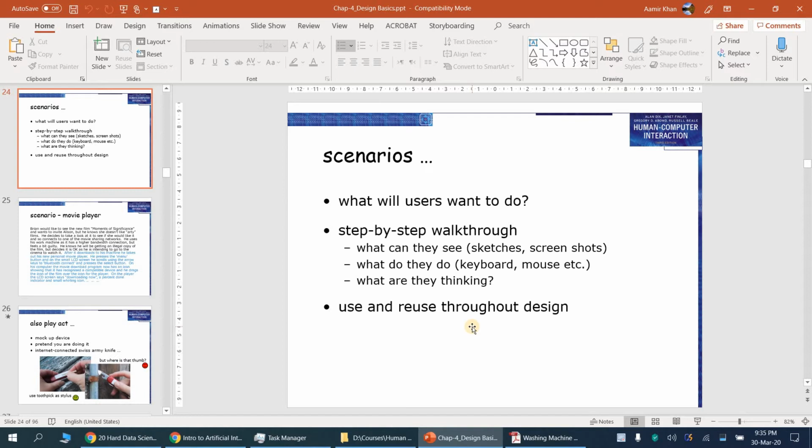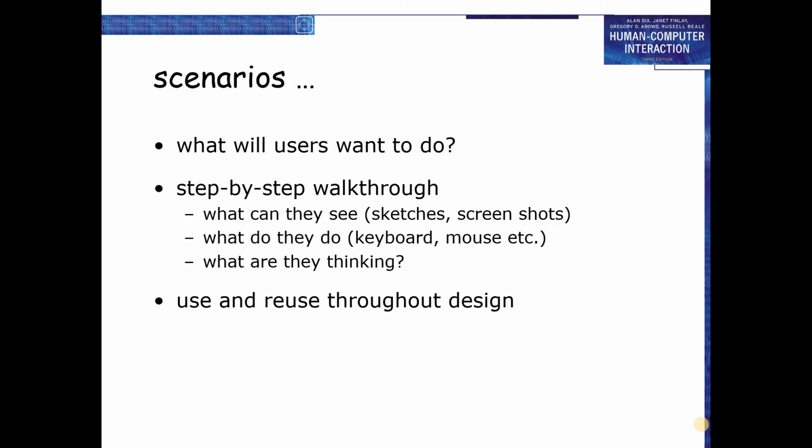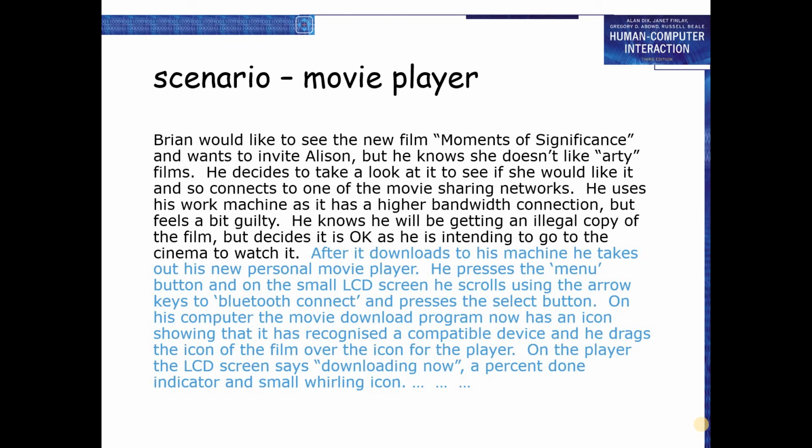And again, it can be used in the future by some mechanic or in the workshop when the washing machine is not working. They may read the manual. They can read a particular scenario to know how the particular steps will work. So it is reused many times throughout the product's life cycle. Clear? So next we will show you an example of a scenario.